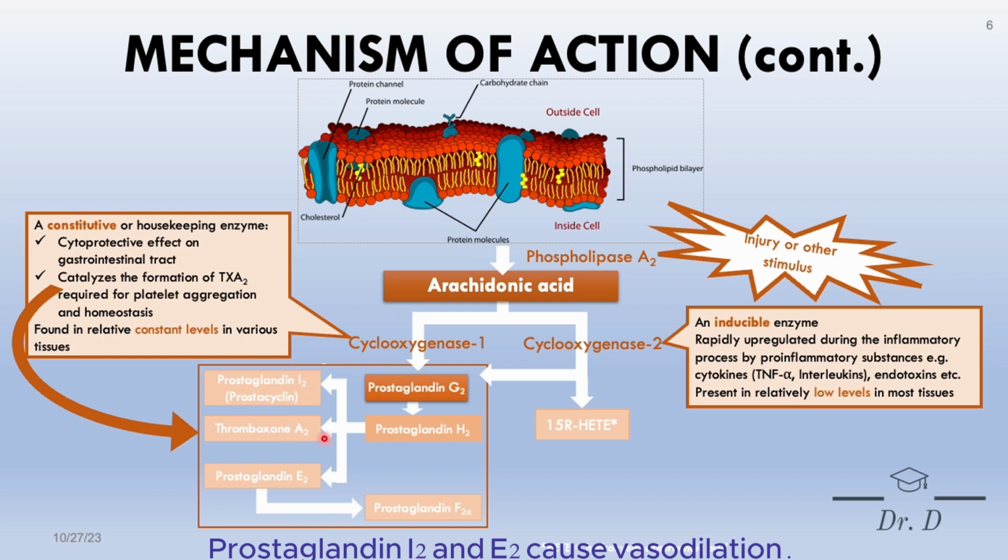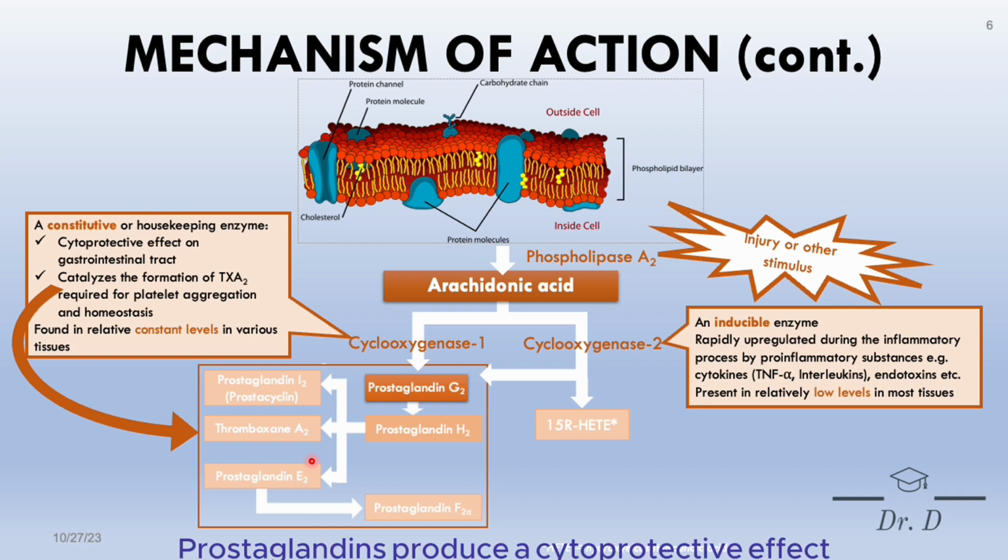Prostaglandin I2 and E2 cause vasodilation. These prostaglandins play a role in maintaining pulmonary blood flow and maintain the patency of the ductus arteriosus in a fetus until time for its closure. So this has got to do with the fetal circulatory system. Prostaglandin E2 and I2 have an important role in modulating renal flow and glomerular filtration.